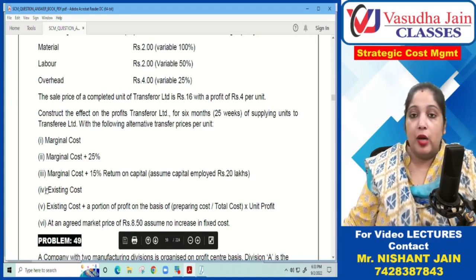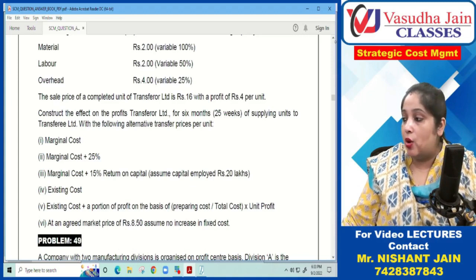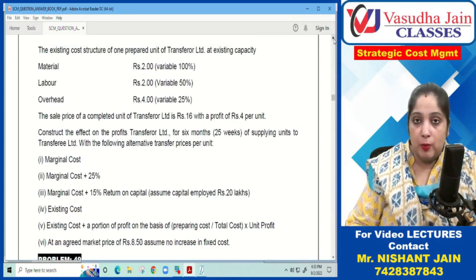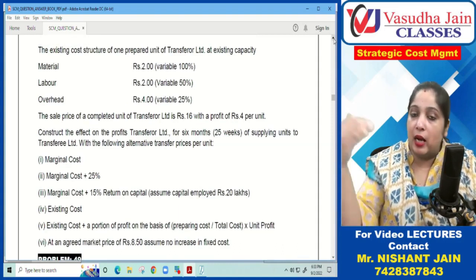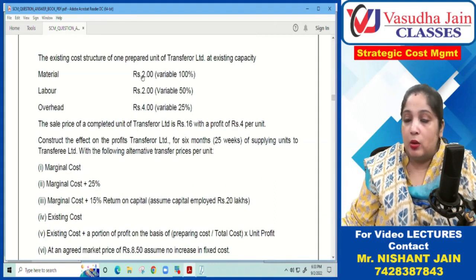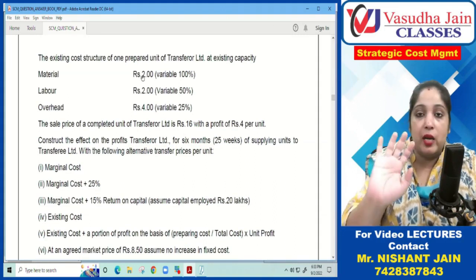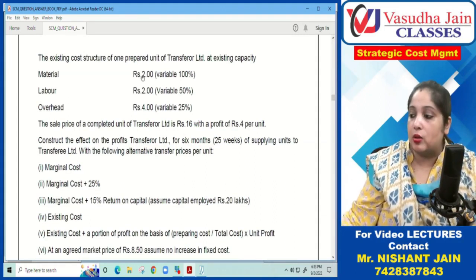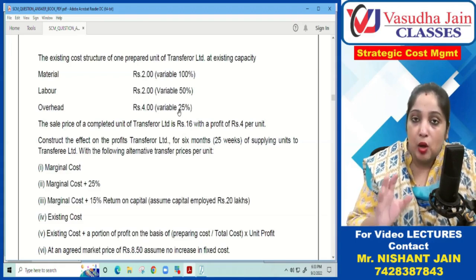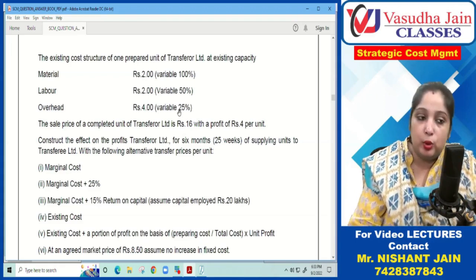Please observe the next part. Fourth part. Now the transfer price has to be equal to the existing cost. What is the existing cost? When you are just doing preparing work and transferring it to Transferee Limited, what is the cost that you have to incur? The existing cost, not just the variable cost, the total cost. 2, 2, 4 and 4 plus 4, 8. So 8 rupees is your existing cost, which includes variable and fixed, both portions.